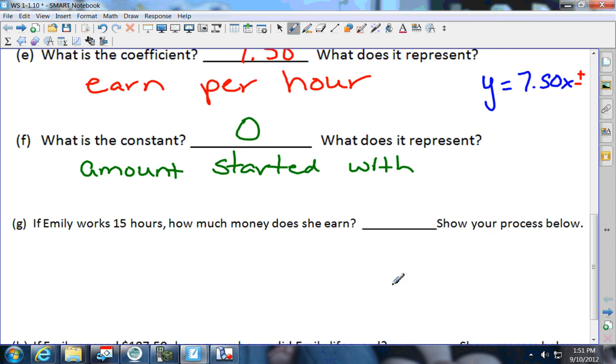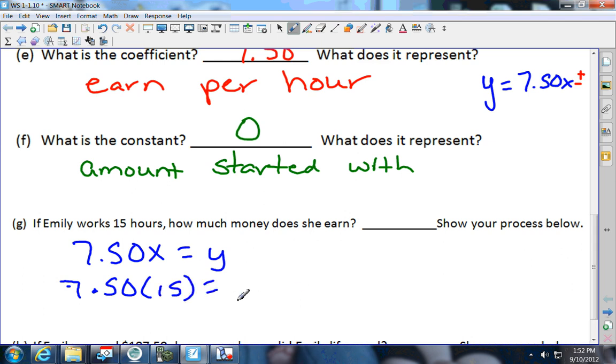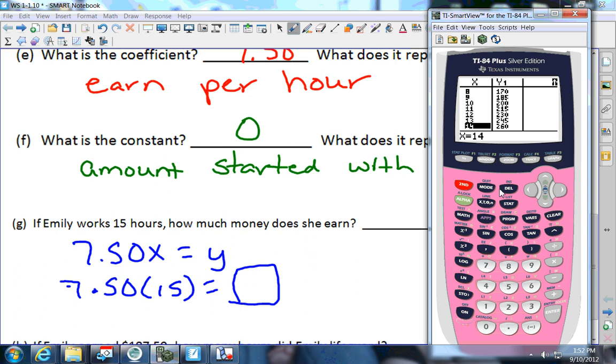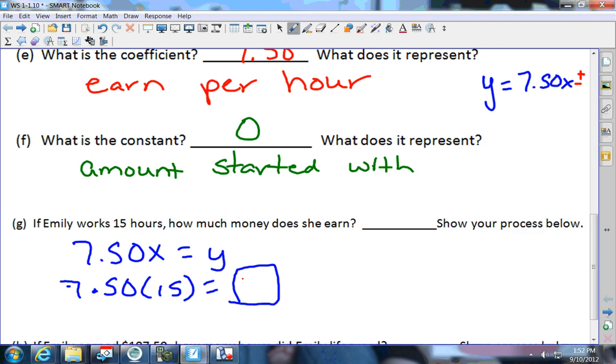The next one, if Emily works 15 hours, so I've got 750 times the number of hours equals y. How much money does she earn in 15 hours? So you'll take 750 times 15 to get your answer. Or let me go to the calculator here. I could go into my home screen and put in there 750 times 15 and press enter. And that's $112.50.